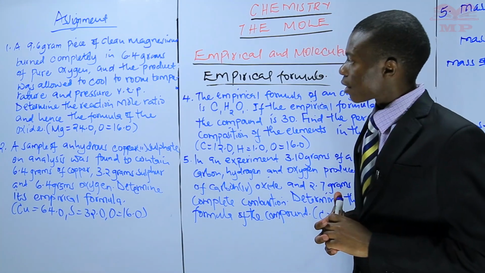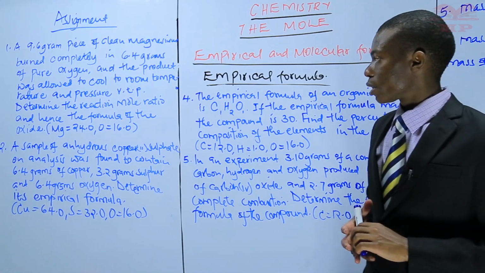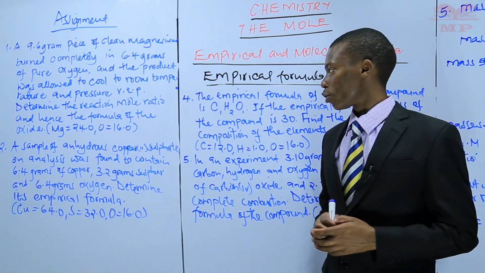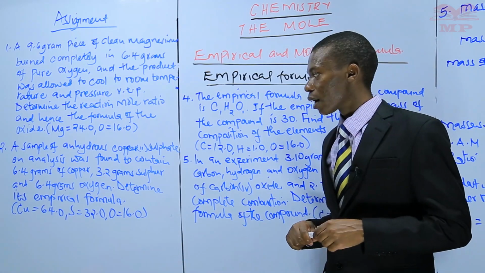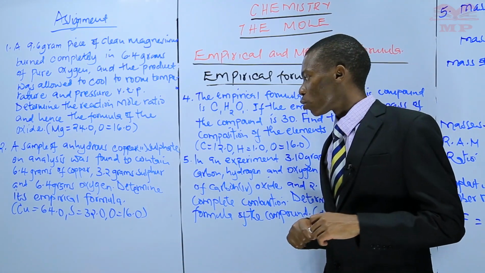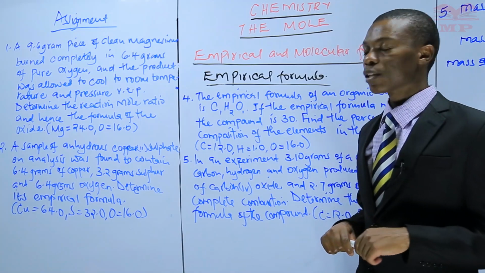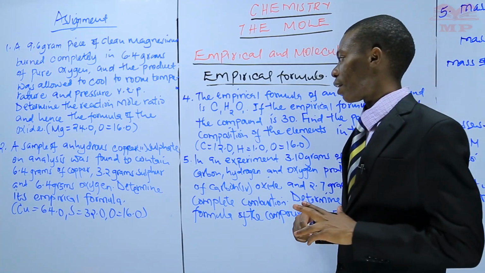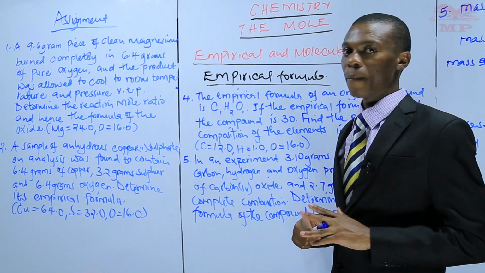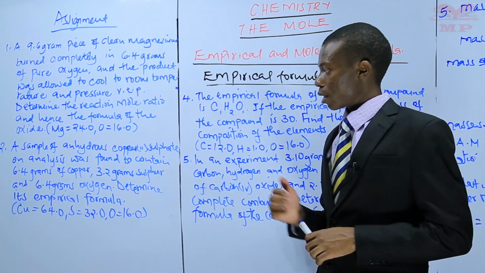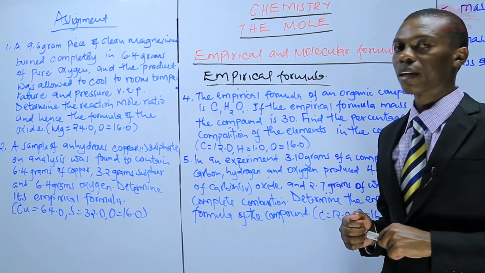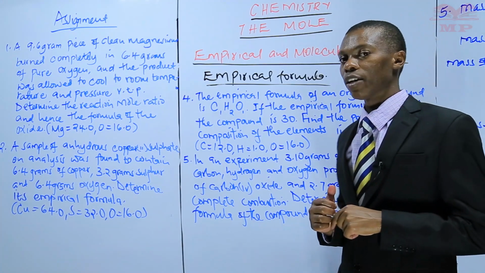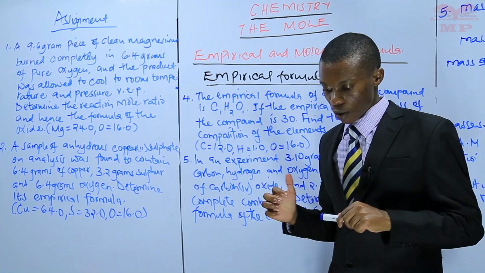Second, a sample of anhydrous copper 2 sulfate on analysis was found to contain 6.4 grams of copper, 3.2 grams of sulfur, and 6.4 grams of oxygen. Determine its empirical formula. The relative atomic mass of copper is 64.0, sulfur is 32.0, and oxygen is 16.0.